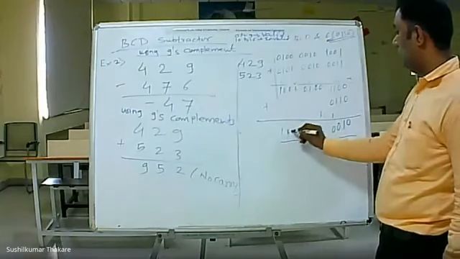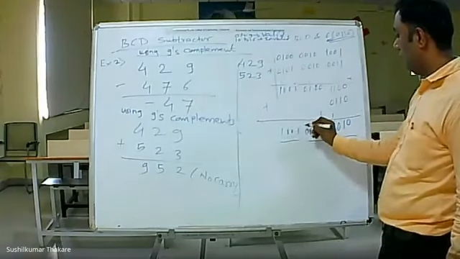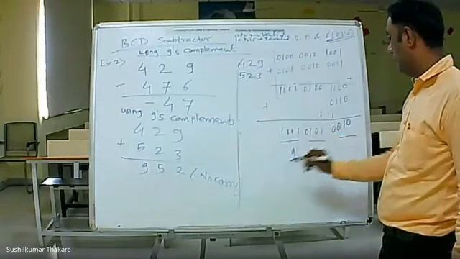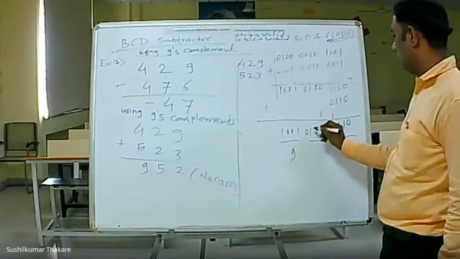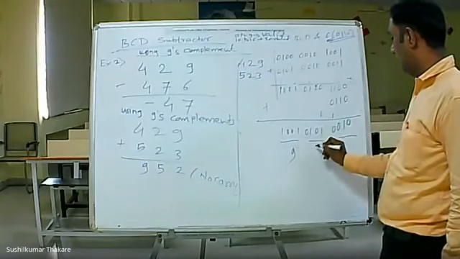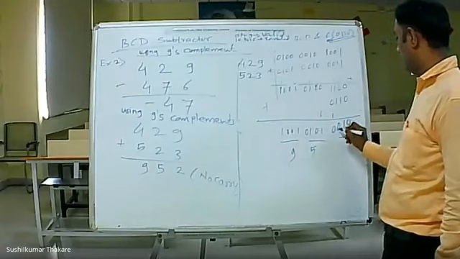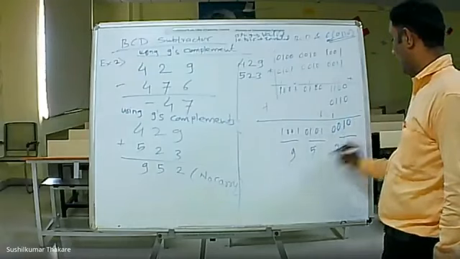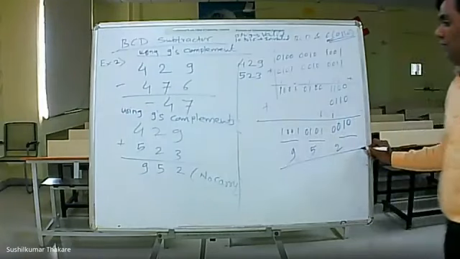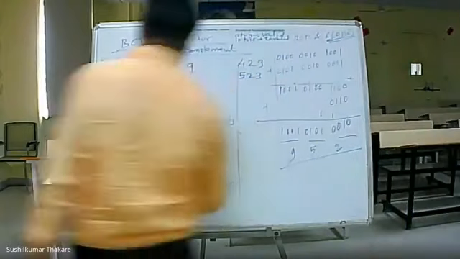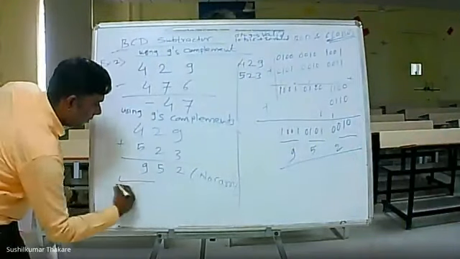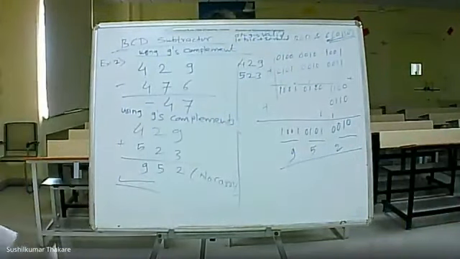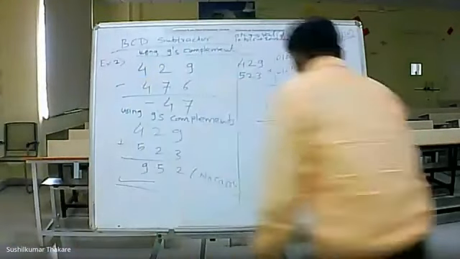What is 1 0 0 1 in 8 4 2 1? It's 9. What is this? 0 1 0 1 in 4 2 1 is 5. What is this? 8 4 2 1, 2 9 5 2. We'll get this answer, 9 5. This is 9 5, no?